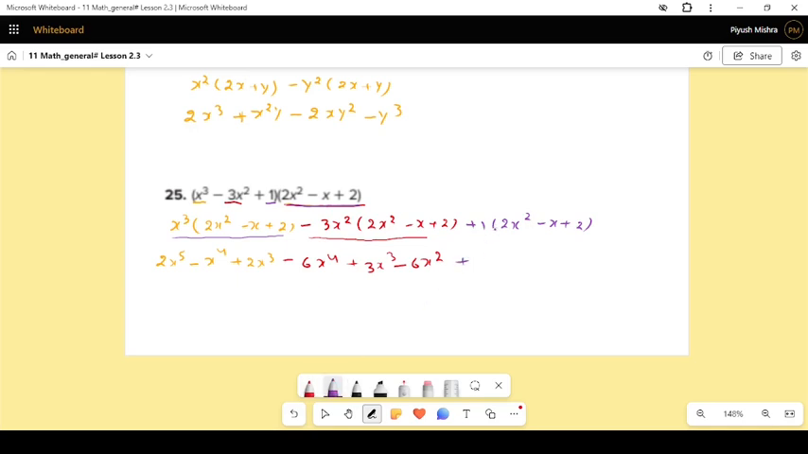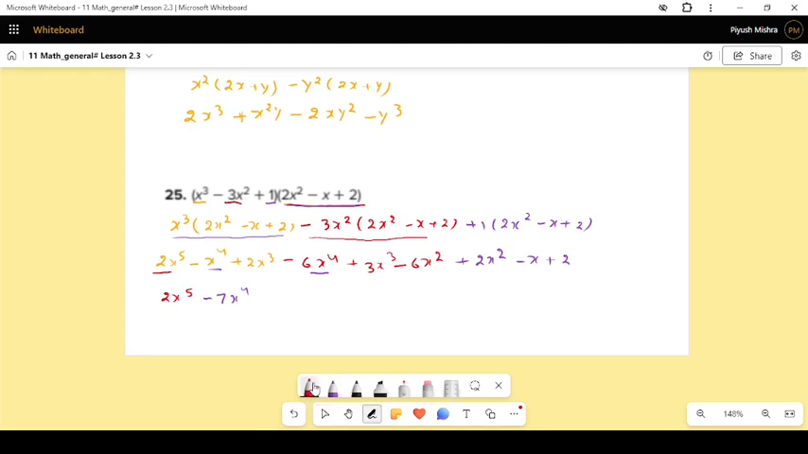Then this one, 1 times 2 will be 2x square minus x plus 2. Now I'm going to add the like terms. What are the like terms? So 2x power 5, you can see nowhere else is x power 5, so I'll be writing here 2x power 5. Then I will be checking with the x power 4. So x power 4 is written here and here. Only two places written. So minus 6x power 4 and minus x power 4 will give you minus 7x to the power 4. Then I will search for the cube.